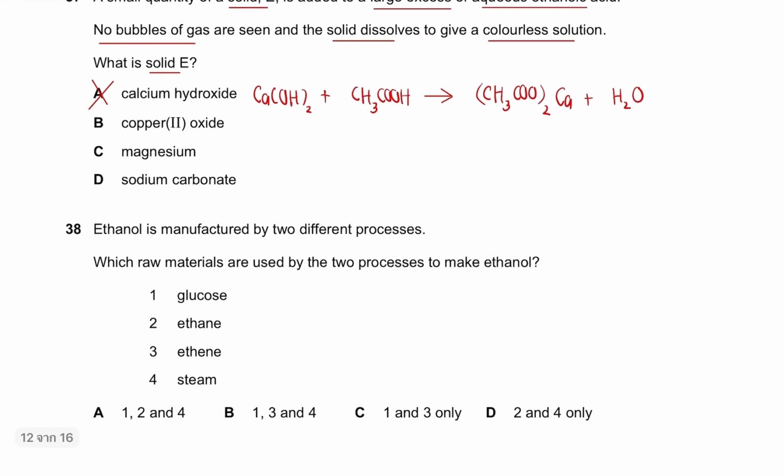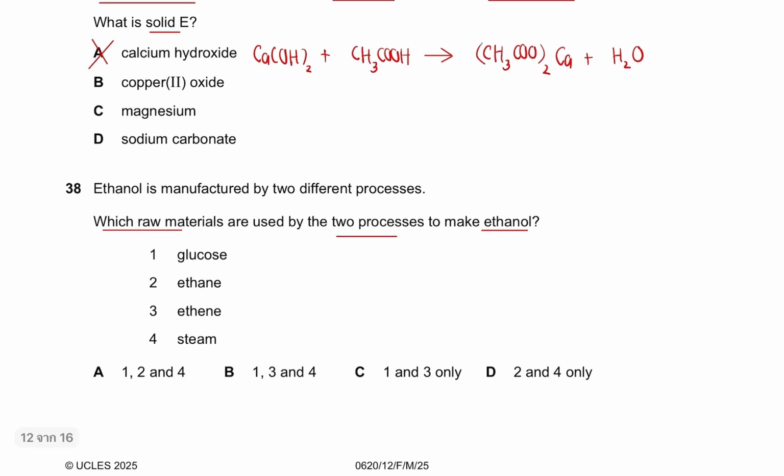Question 38. Ethanol is manufactured by two different processes. Which raw materials are used by the two processes to make ethanol? We can make ethanol by using glucose, and the process is known as fermentation. And we also use ethene to make ethanol, but in the case of ethene, we have to use steam as well. So the correct option will be 1, 3, and 4, right? So the correct option is B.